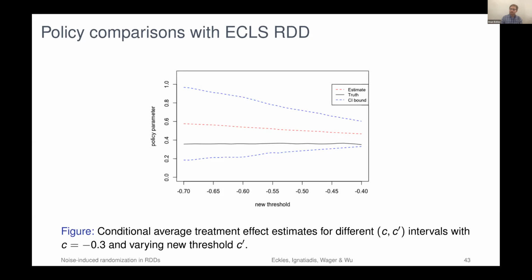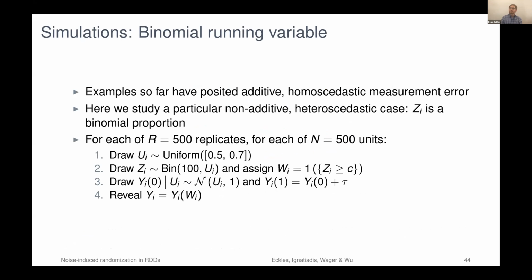So I think actually this is just a really nice thing, as somebody who wants to do applied work, being able to actually validate these methods on real data. But we thought we'd also just briefly illustrate this with simulations with a binomial running variable, because this illustrates that this measurement error does not have to be additive and homoscedastic. In the case of a binomial proportion, it's going to be neither additive nor homoscedastic.